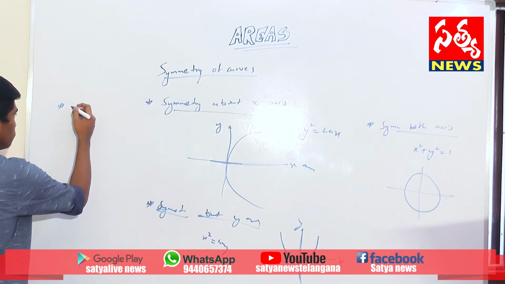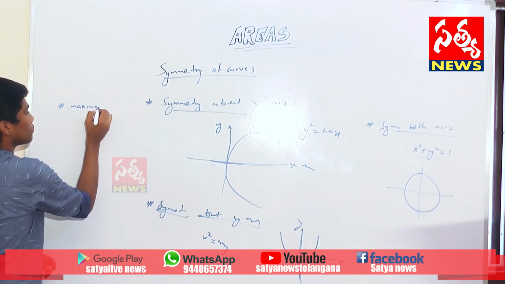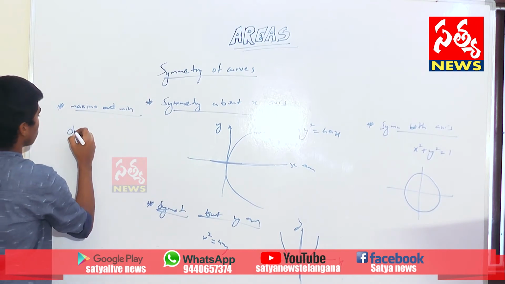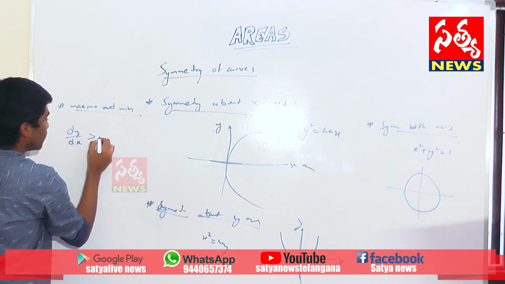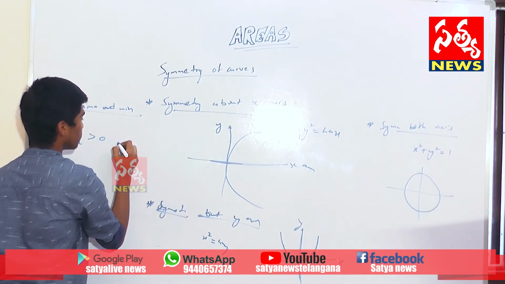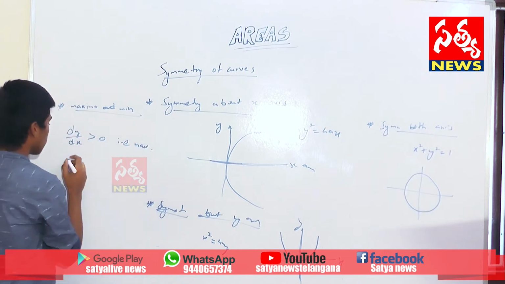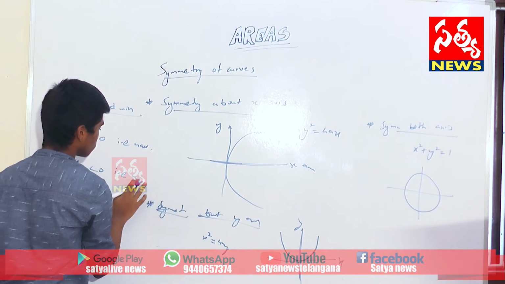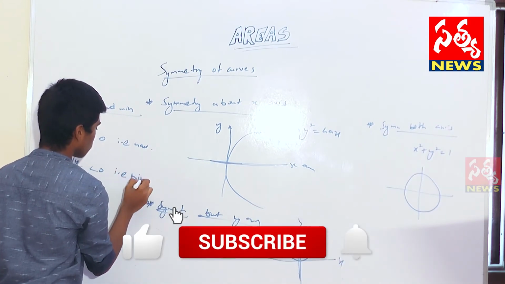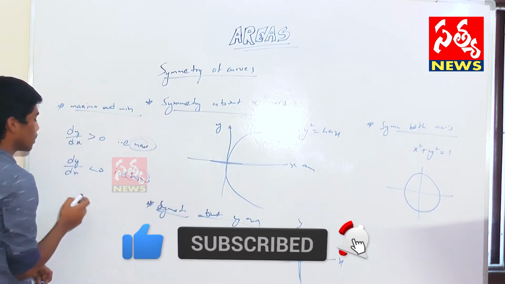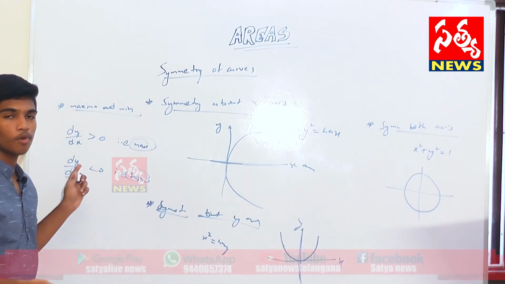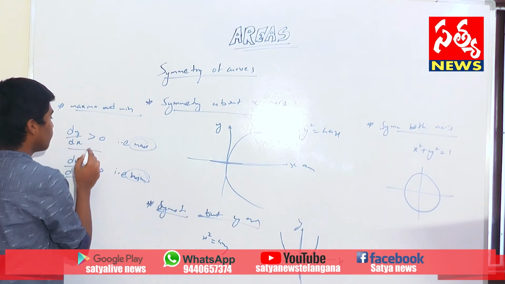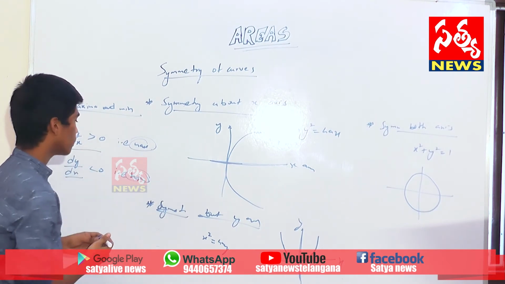And the next one, maximum and minimum. If dy by dx is greater than 0, then it is said to be maximum. And when dy by dx is less than 0, it is said to be minimum. Dy by dx means the slope of a curve or differentiation of a function. If dy by dx is greater than 0, it is maximum, and if less than 0, it is minimum.